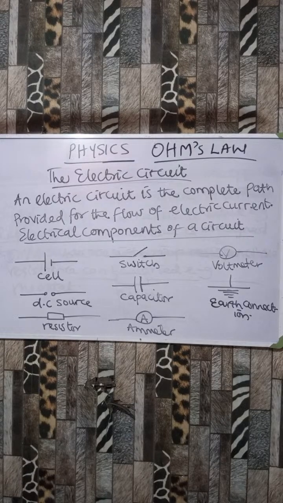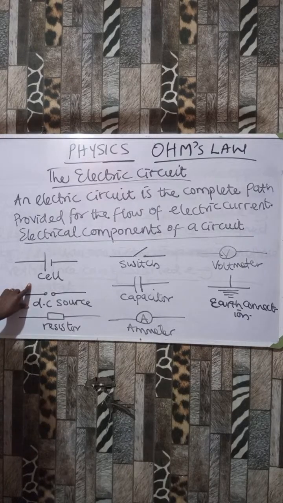All right, we have electric circuit. An electric circuit is the path or the complete path provided for the flow of electric current. Okay, now for current to flow, the path must be completed. There are some components that make up an electric circuit, so we call them electrical components of a circuit. So they are, this is a cell, this is a DC source. So when you see this symbol in a circuit, it means a cell, and a cell means battery. Now this is a resistor, this is the symbol for a resistor.